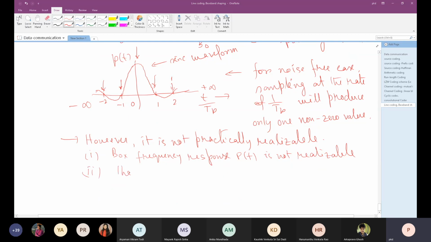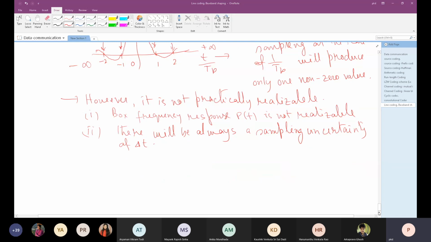And second, there would always be a sampling uncertainty of delta t which is greater than 0. So because of these two reasons, this is not realizable. So the practical solution is to smooth the box function.